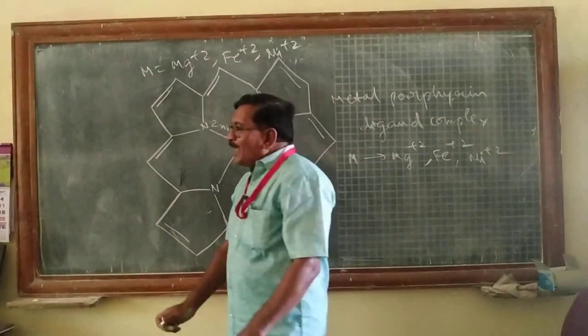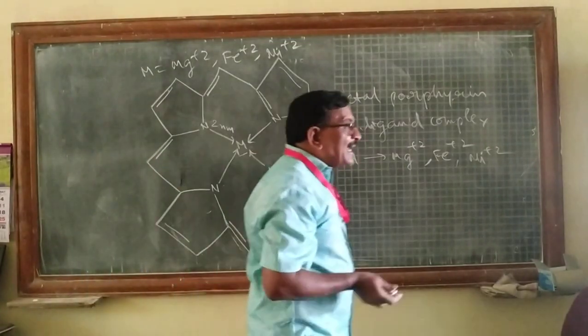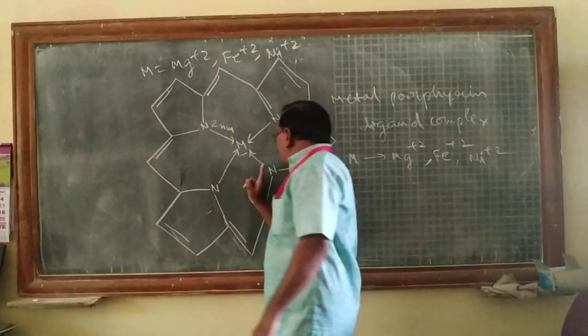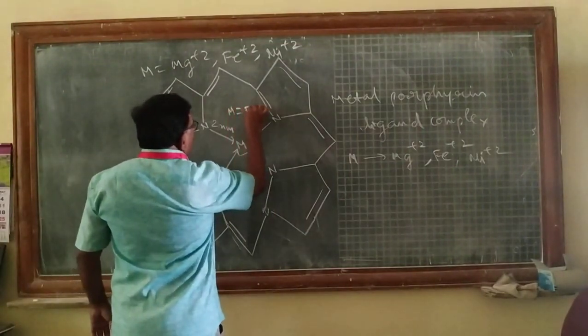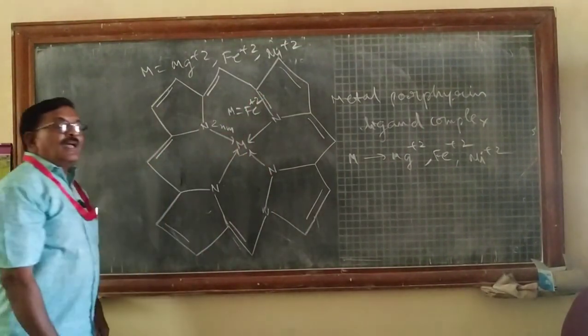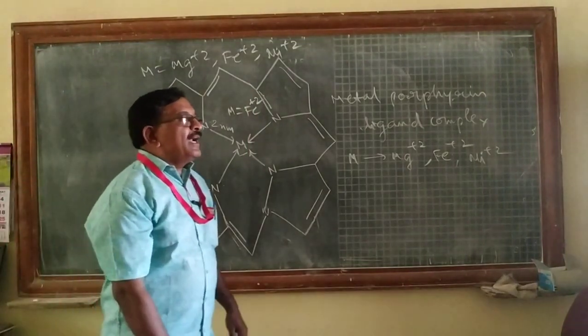But if the metal ion present is the second one, that is iron, then this iron will be present at the center. So here M is equal to Fe plus 2. It produces hemoglobin and myoglobin.